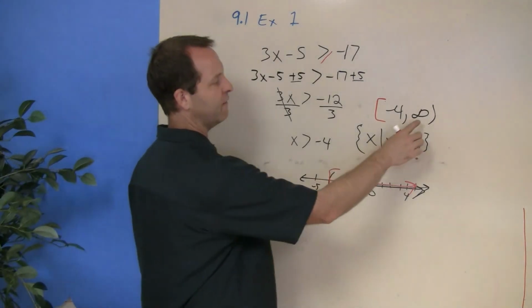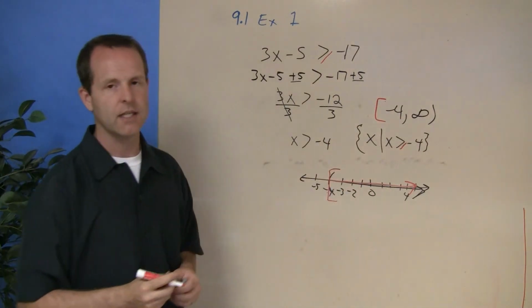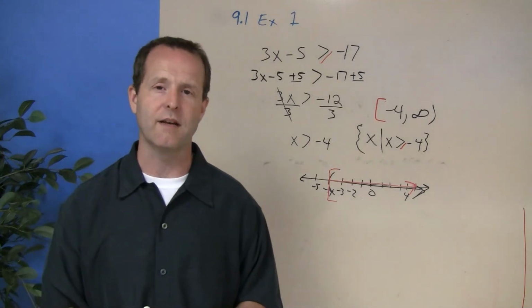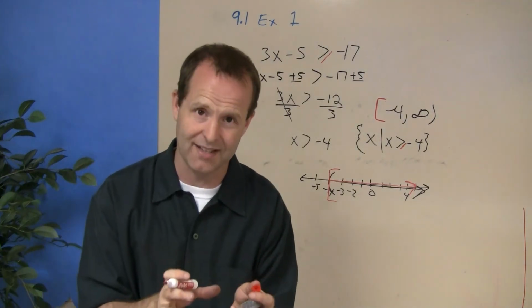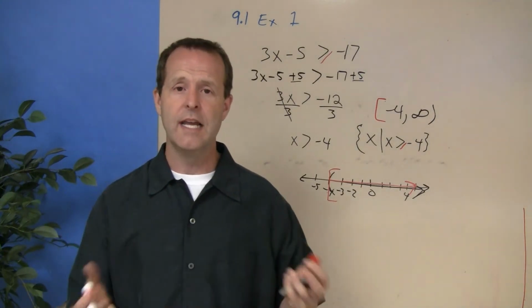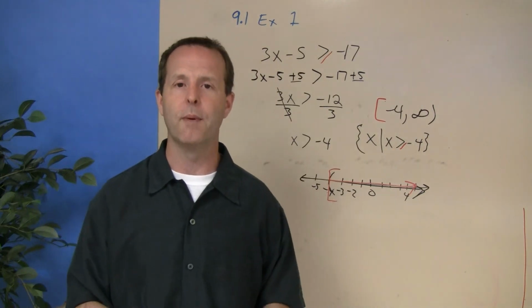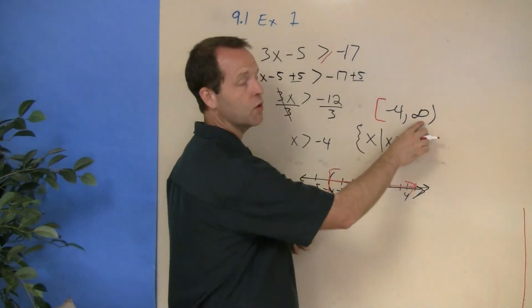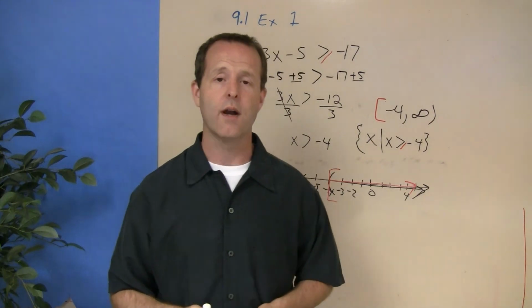You also see this infinity in interval notation. Since none of us that I know of can pinpoint infinity to a specific location or number, infinity by nature will always be open-ended. So you'll never see a closed bracket with an infinity or a negative infinity.